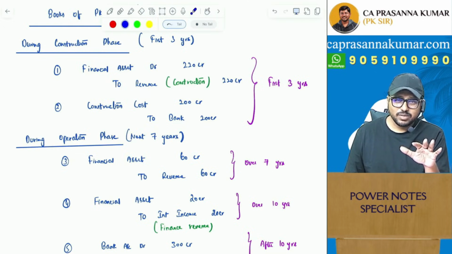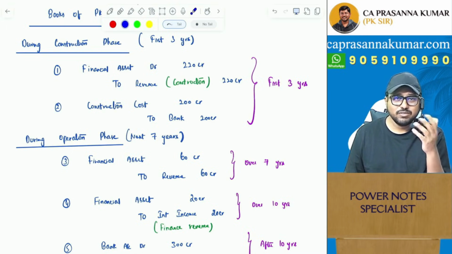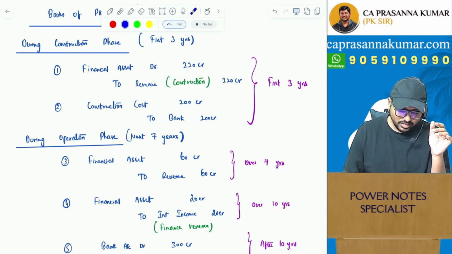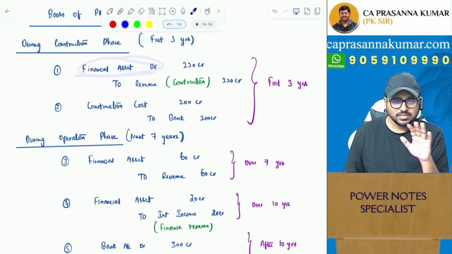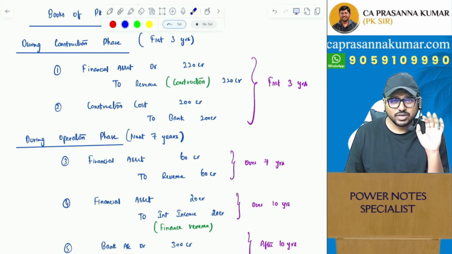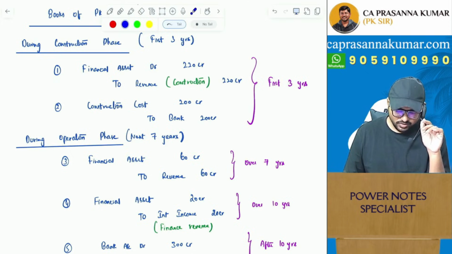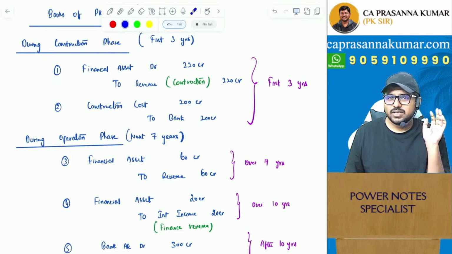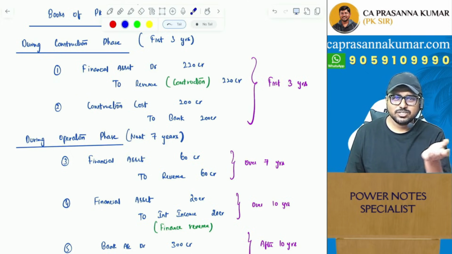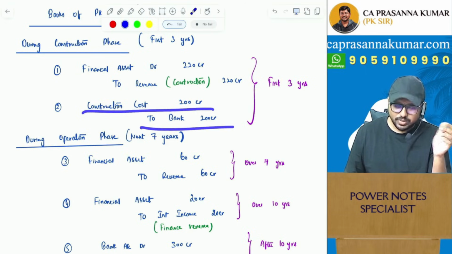But here we can't do that because we are about to receive money from the government in future. Right now we are not getting anything. Therefore, in the place of bank, you're writing financial asset, as simple as that. Right to receive money, right to receive cash, to revenue, which should be recognized at fair value. And then for expenditure, you will be incurring another entry. That's simple only, na? Expenditure to bank. That's all. Construction cost to bank, as simple as that.